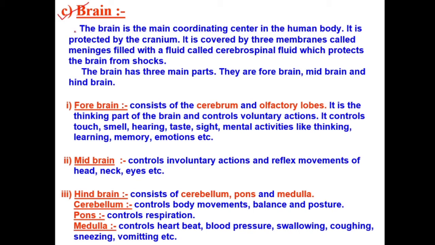Brain is the main component of our nervous system, right? The brain is the main coordinating center in the human body. It is protected by the cranium. Cranium means if you tuck your head, the skull that you say, that is called the cranium. Under this cranium it has 3 layers of membrane called meninges. So the covering of the brain is called meninges.